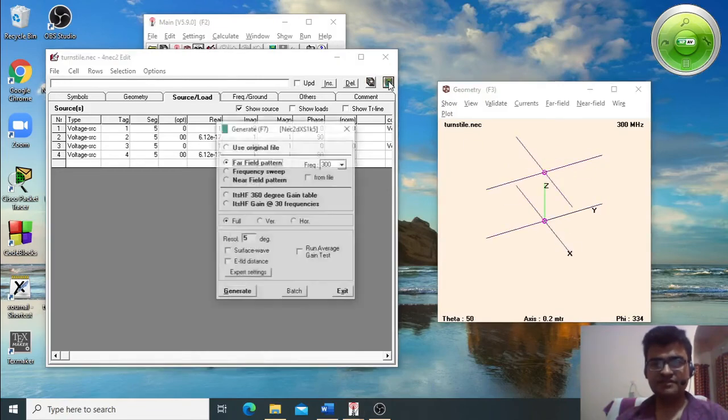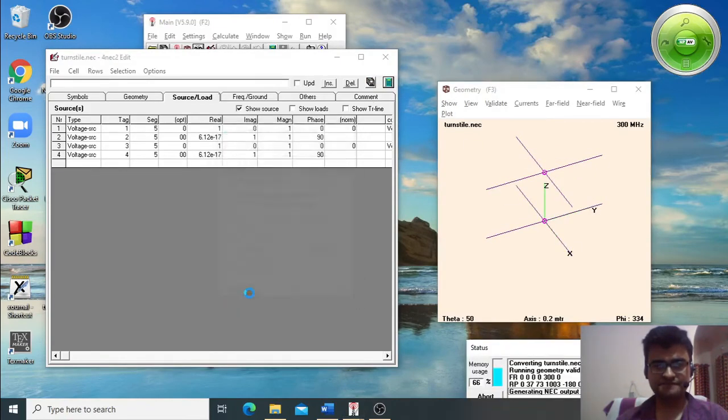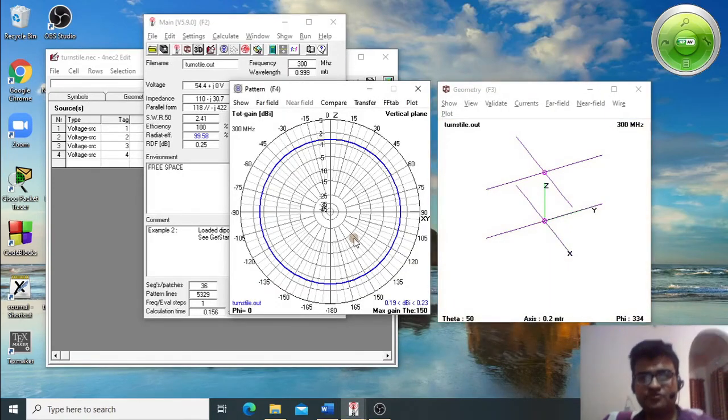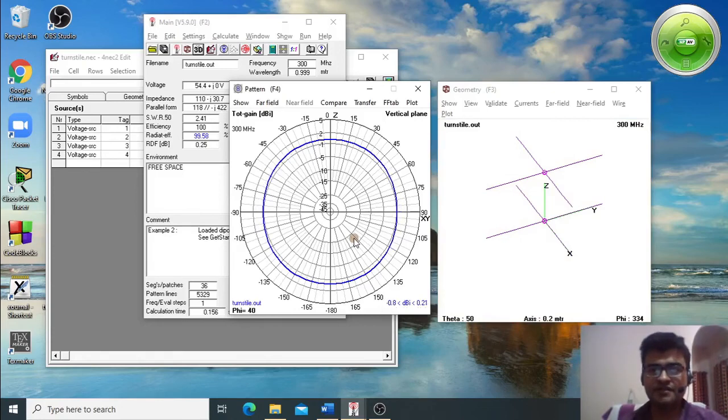It is saved. Let's, okay, and you can see here in this small window in between, can you see, it has become more circular, right? It has become more circular. That is the aim of turnstile antenna, to replicate an isotropic antenna. So it is doing it right now in a better way.